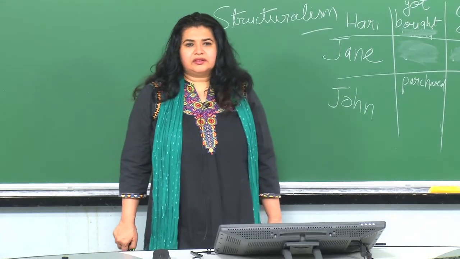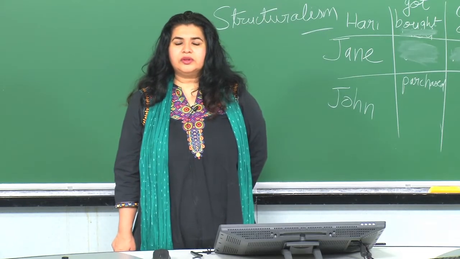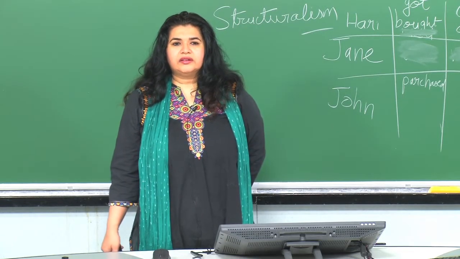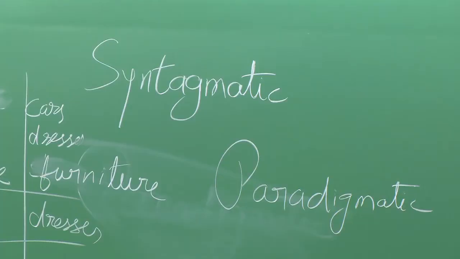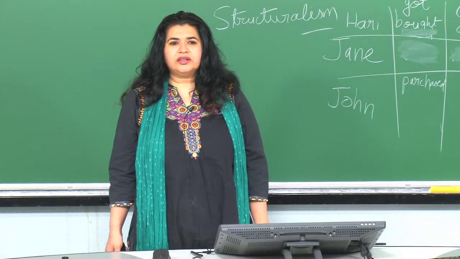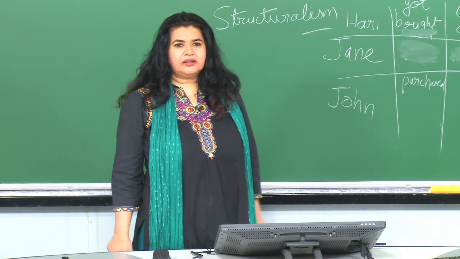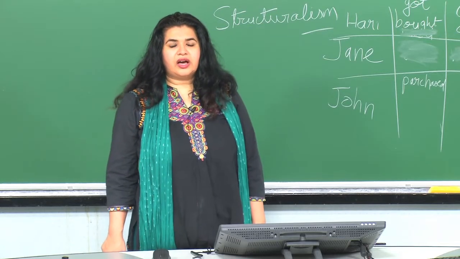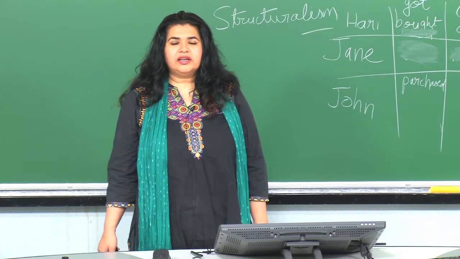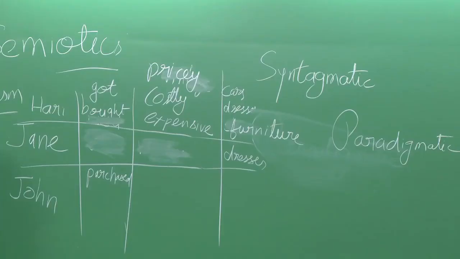A syntagmatic relationship, on the other hand, refers to the relationship a word has with other words that surround it. The syntagmatic axis should be read horizontally. Syntagmatic relations are concerned with sequences. Now, in the table here, paradigmatic relations are shown vertically and syntagmatic relationships horizontally. Okay, so, let us look at this. Let us try to sort it out.